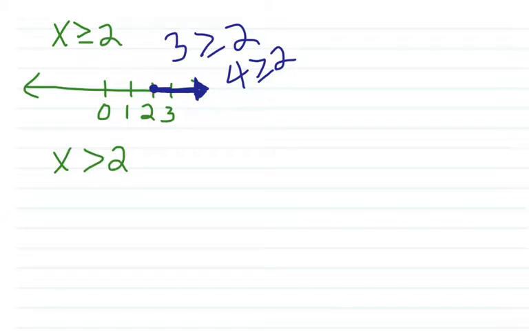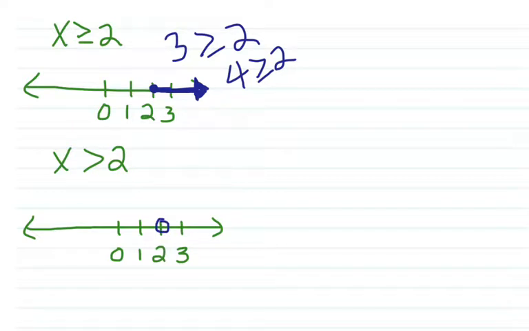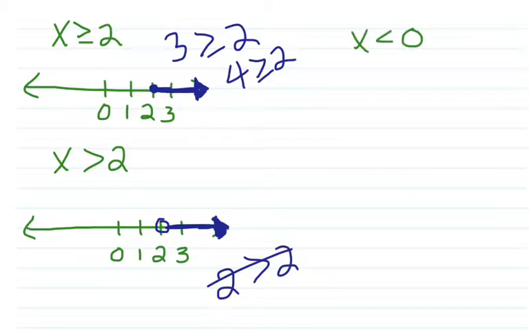x is greater than 2. The difference is this time on 2 we're going to have an open dot because 2 is not part of our answer. And we're going to do our shading. 2 is not greater than 2, so that's why we have the open dot. Here we've got another inequality. x is less than 0. So this time we want to include only those numbers that are smaller than 0. So we want all those negative numbers. If we inserted any negative number, that would be a true statement. That's why we shaded that direction.